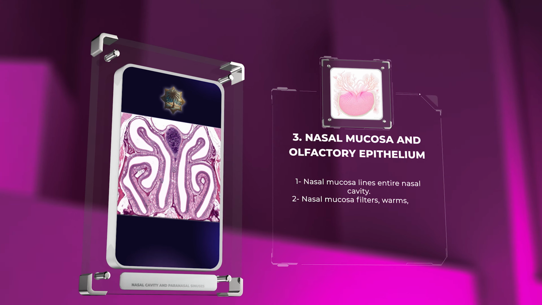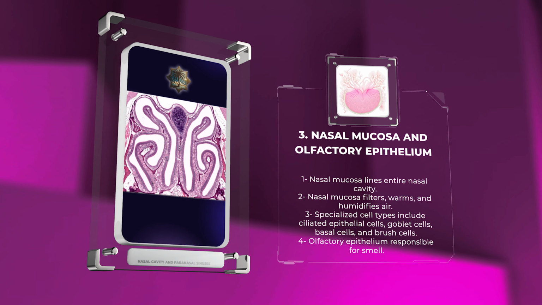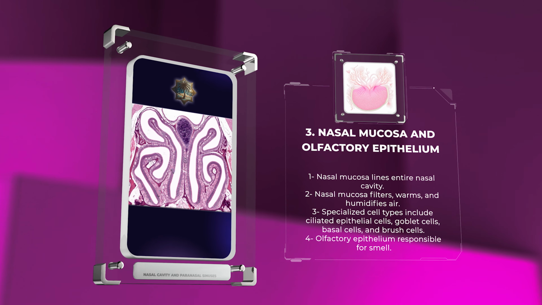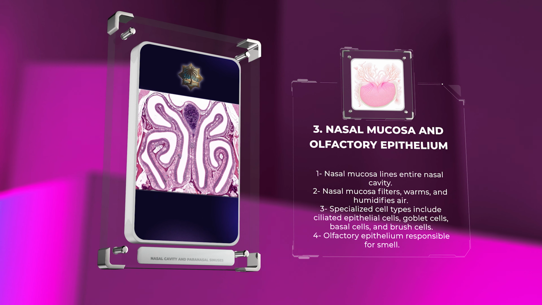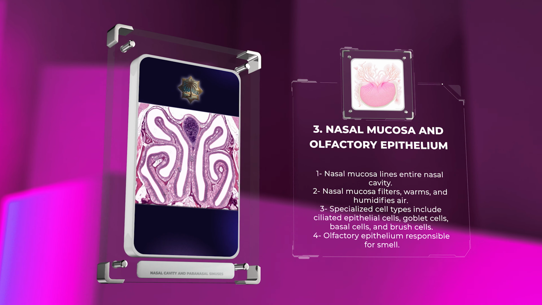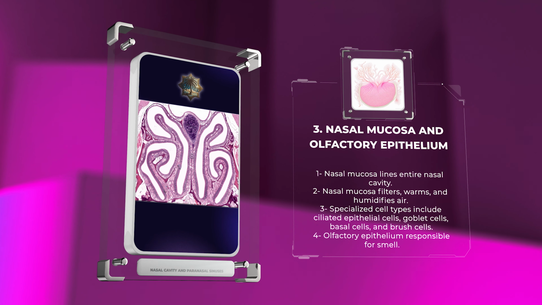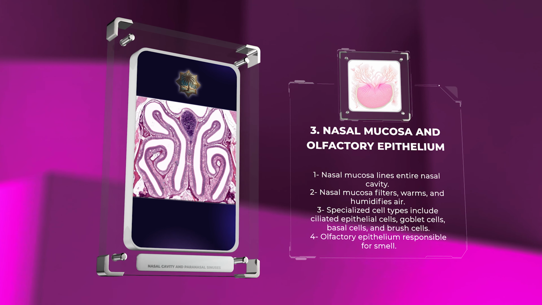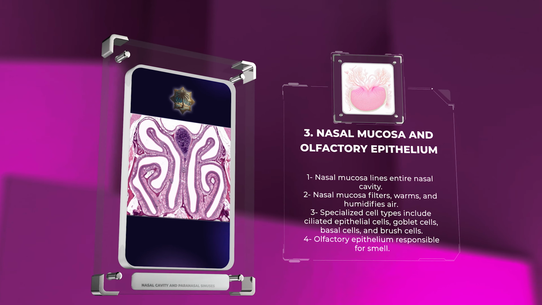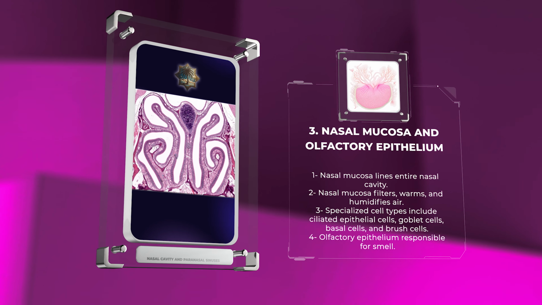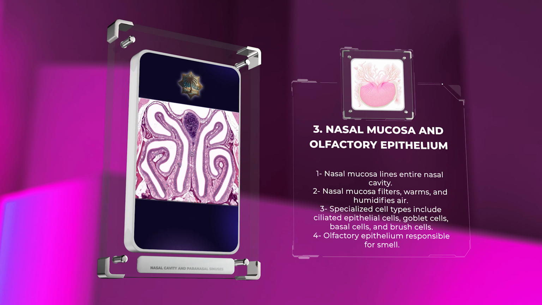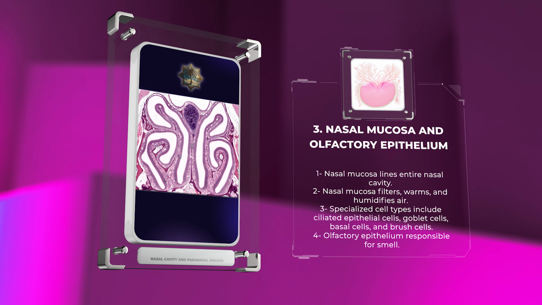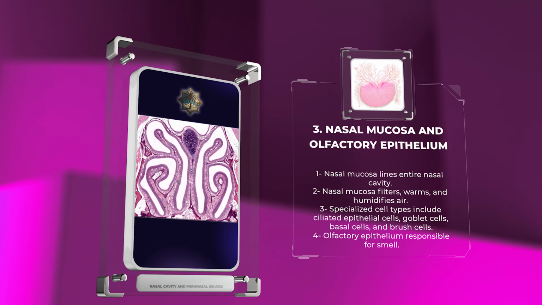The nasal mucosa is a complex layer that lines the entire nasal cavity and helps filter, warm, and humidify air. It contains specialized cell types such as ciliated epithelial cells, goblet cells, basal cells, and brush cells. The olfactory epithelium, responsible for smell, is located in the superior part of the nasal cavity and contains olfactory receptor cells. Understanding these structures is important for understanding the sense of smell and the nasal cavity's delicate sensory structures. Let's now explore the nasal conchae and turbinates in more detail.